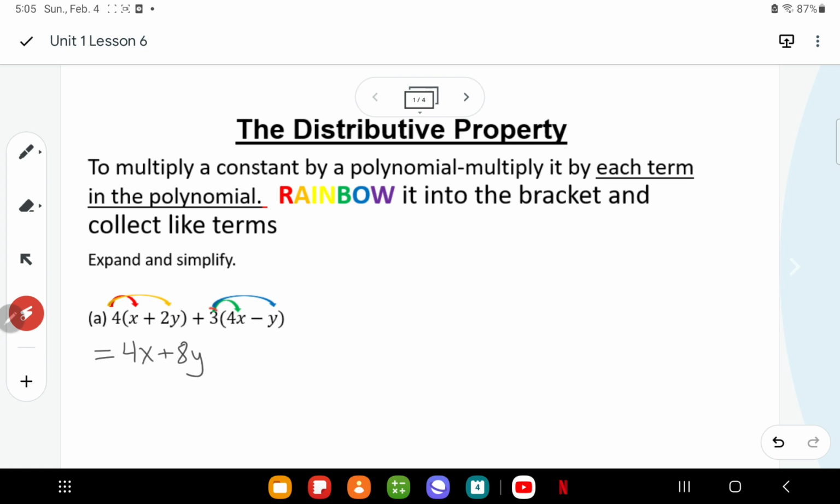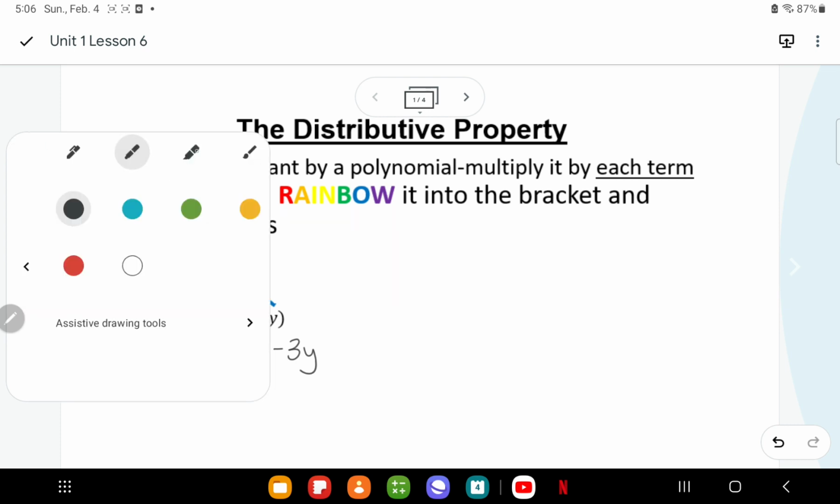Now we're going to take a look at the 3 in front of the next bracket. It's going to multiply to the 4x and to the negative y. Remember, that's going to count as a negative 1y, and it's going to go until the end of that bracket. So 3 times 4x is positive 12x, and 3 times negative 1y is negative 3y.